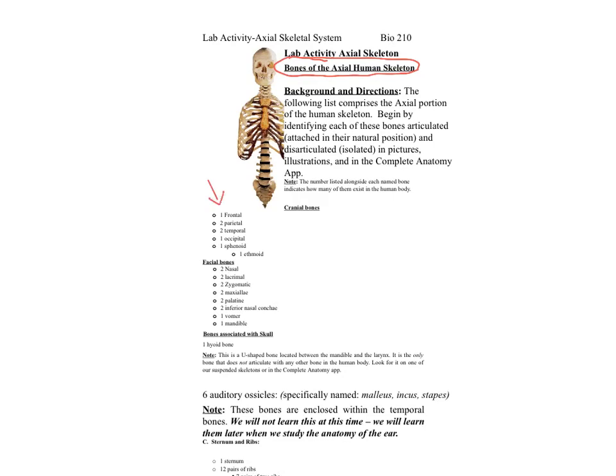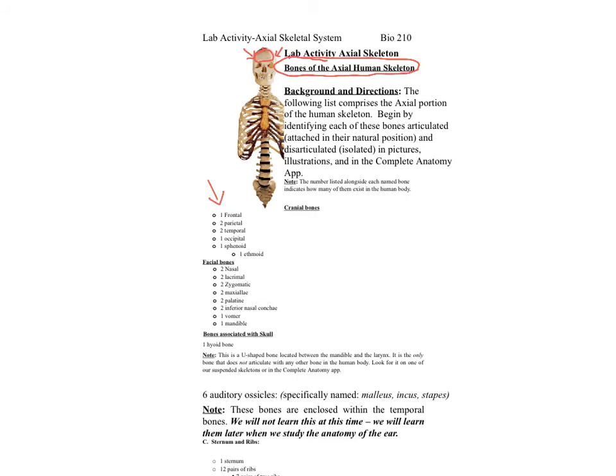And the number in front of each one of those names tells you how many there are. So using your textbook and using your Complete Anatomy app and using Mesa Anatomy, you should be able to identify the frontal bone. For example, that is this bone right here of the skull. Then you'll move on and you'll find the 2 parietal bones. There's one on each side. So here is the parietal bone, and here is the other parietal bone.